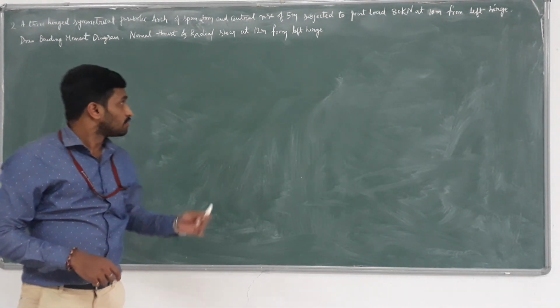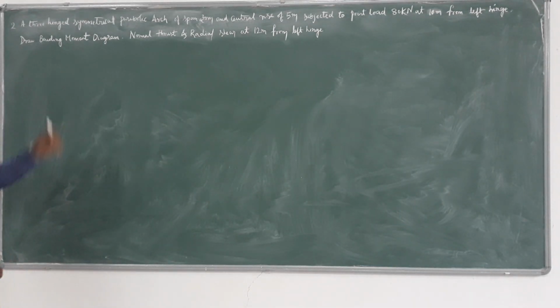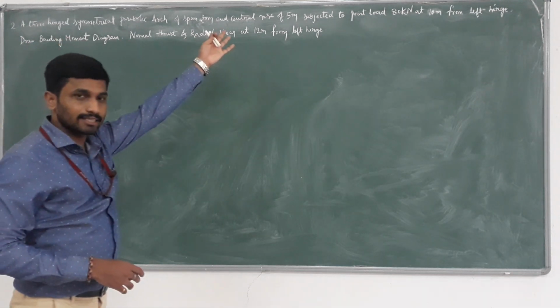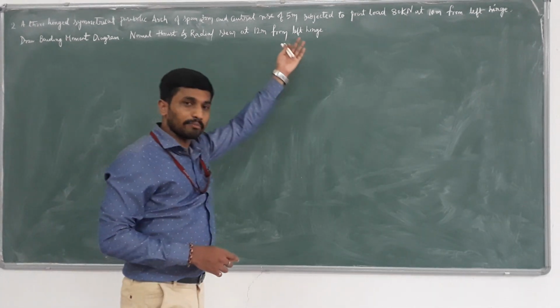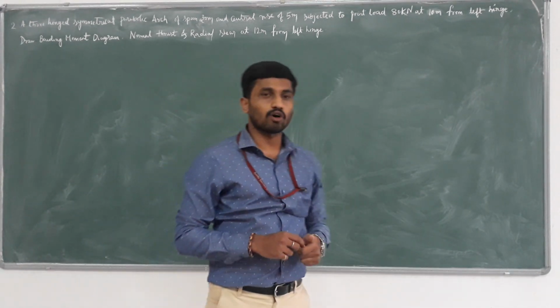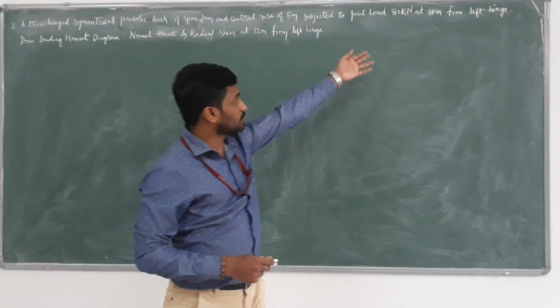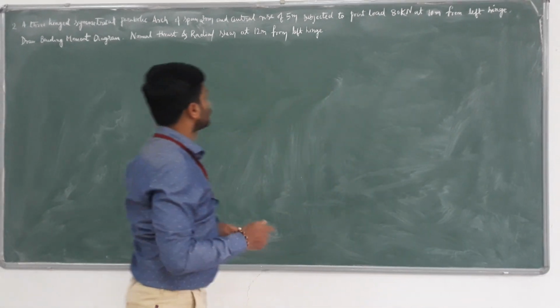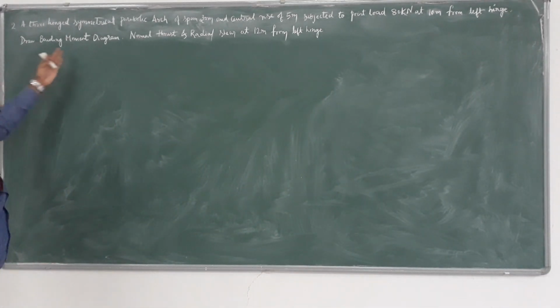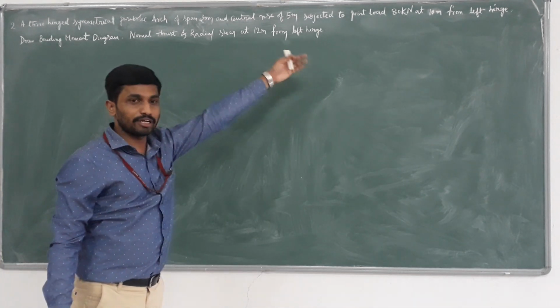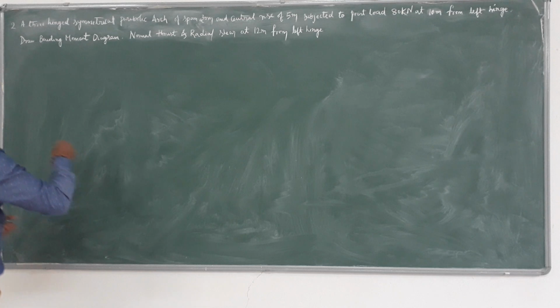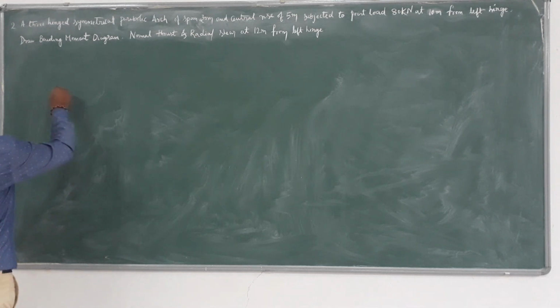Good afternoon. So we move on to the second problem. A 3-hinged symmetrical parabolic arch, 30 meters span and central rise of 5 meters, subjected to a point load of 80 kilonewton at 10 meters from the left hinge. We have to compute the bending moment diagram, normal thrust and radial shear at 12 meters from the left hinge. So please try to take the diagram.